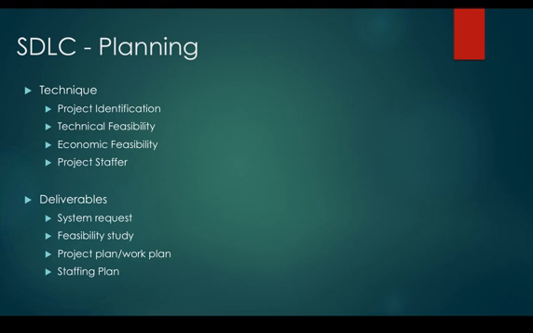Okay, so starting with the planning phase, a couple of techniques, a couple of things that you're going to be looking at in planning. Again, this is a very small list of a very long list of possibilities: project identification, technical feasibility, economic feasibility, and project staffing. We have to identify the project in the first place. What is it? What needs to be done? Is it really a project? Is it feasible or not?